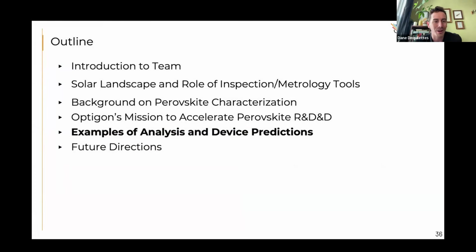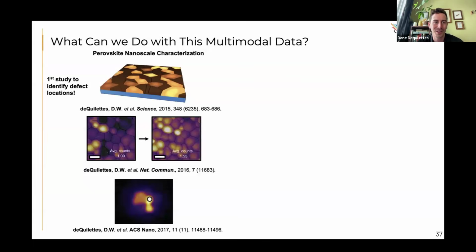So I want to, in the last bit, highlight some examples of how we've gone about analyzing this data and doing device predictions, because now everyone's probably like, oh, you've collected a lot of data, but what are you going to do with it? And so that's been a really huge effort for us too: can we analyze this data and predict device performance? So just highlighting, we're really building off of, I would say, a decade of research in perovskites.